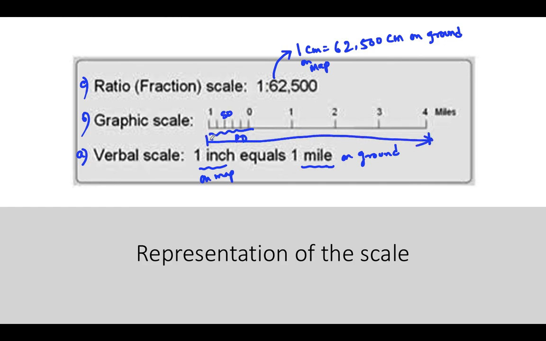Clear? That means on the map 1 centimeter is equal to 1 mile. And what is the ratio scale? Here it shows the ratio, meaning 1 is to 62,500 means 1 centimeter on the map actually represents 62,500 centimeters on the ground. Clear? Okay. Thank you.